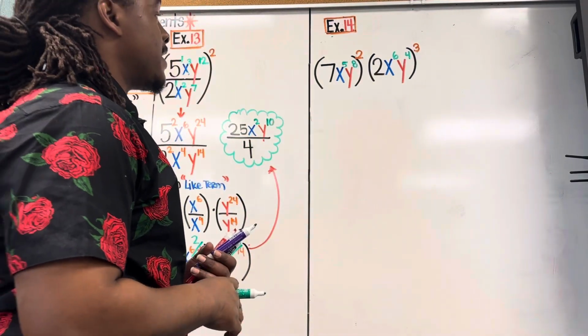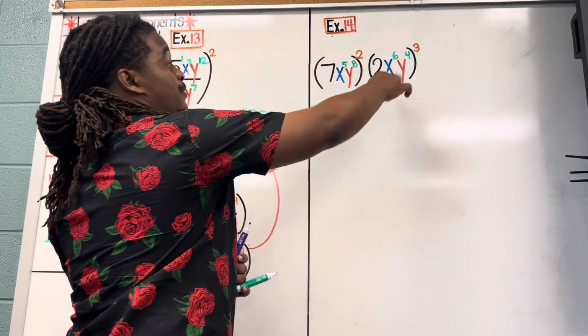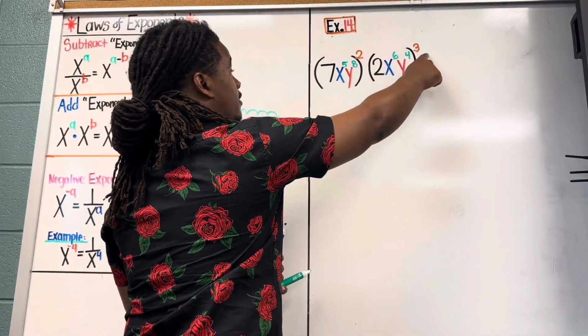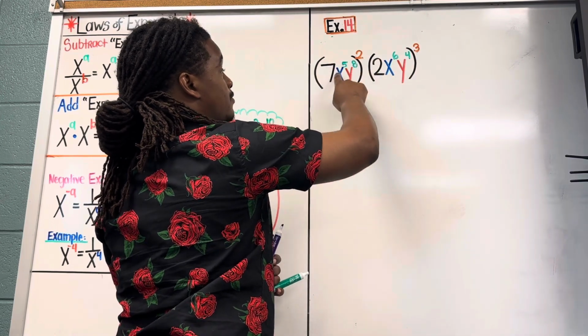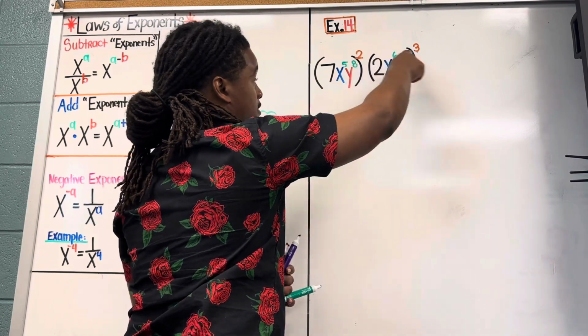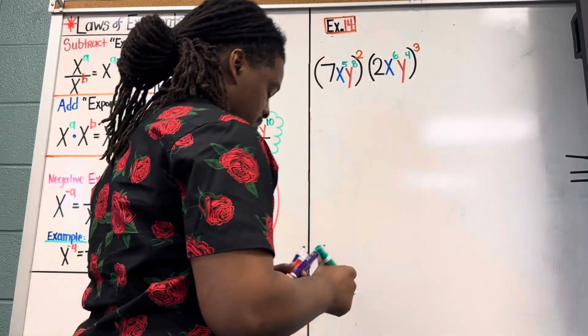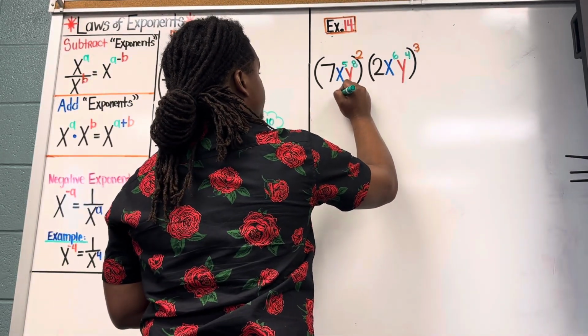Now, the first thing that we need to do is get rid of the exponents that are on the outside of the parentheses. So every exponent that's on the inside of the parentheses, we're going to multiply by that particular exponent that's on the outside of the parentheses. Let's go ahead and start.